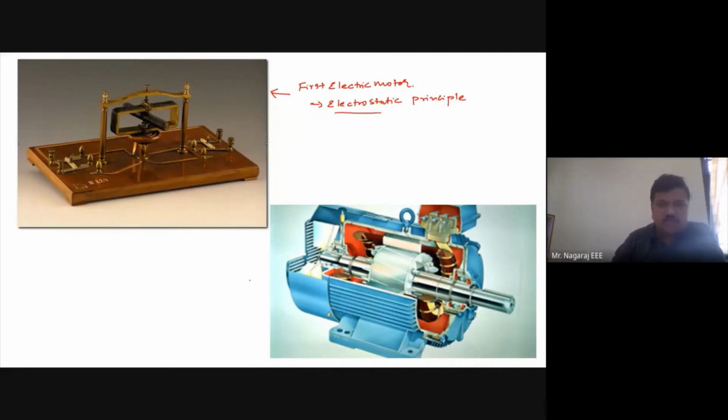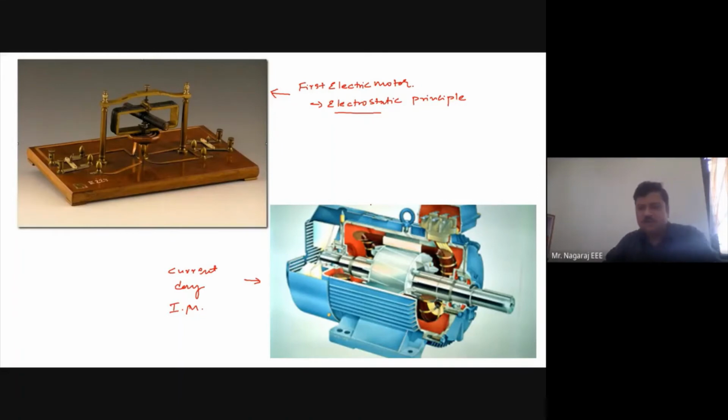Now this is today's induction motor, the current day induction motor. This is a three-phase squirrel cage induction motor. See the difference, and also the level of complexity that has come into the motor. Because requirements rose, the design changed and the system became different.